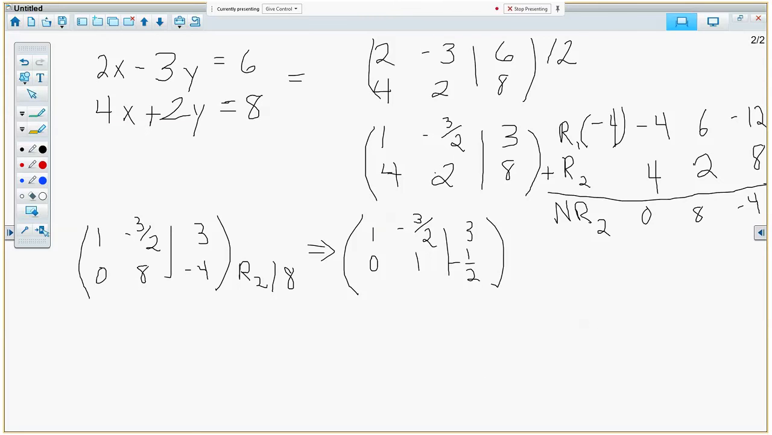So I'm going to take row 1, I'm sorry, row 2, multiply by 3/2, add it to row 1, you get new row 1.